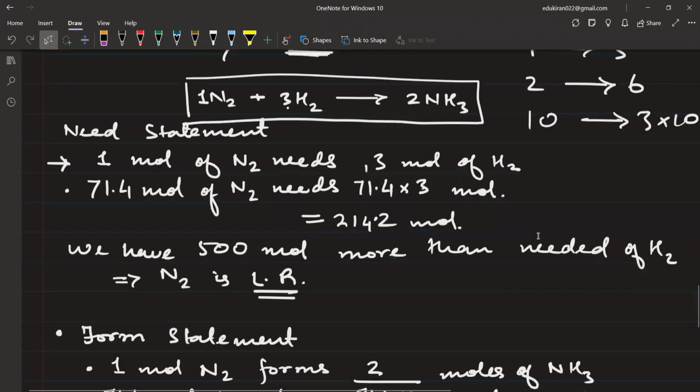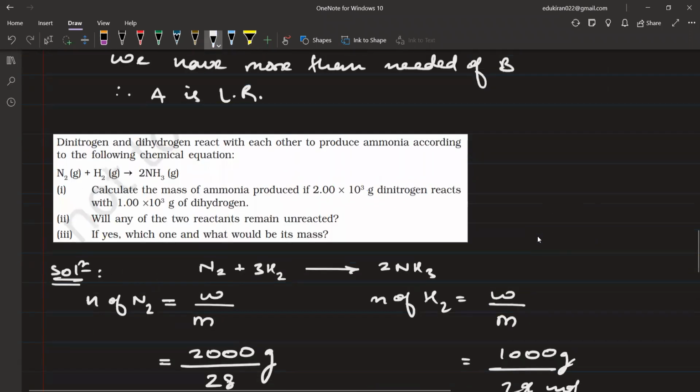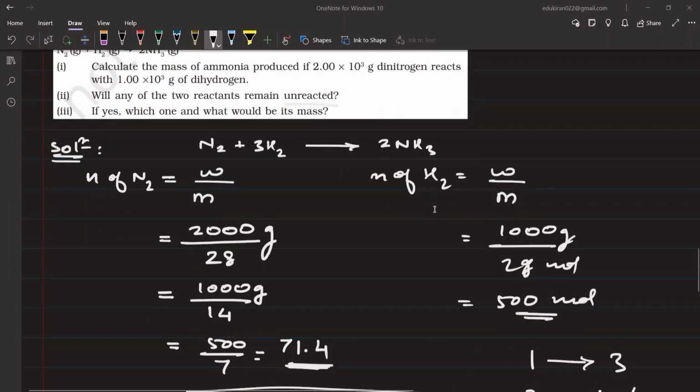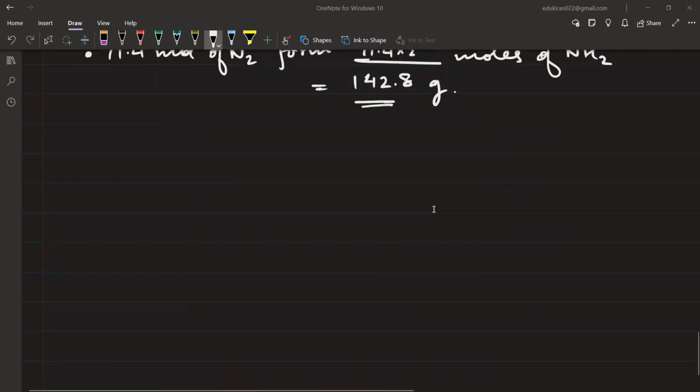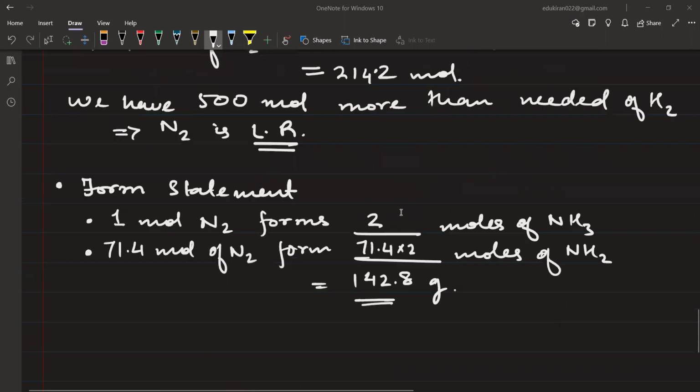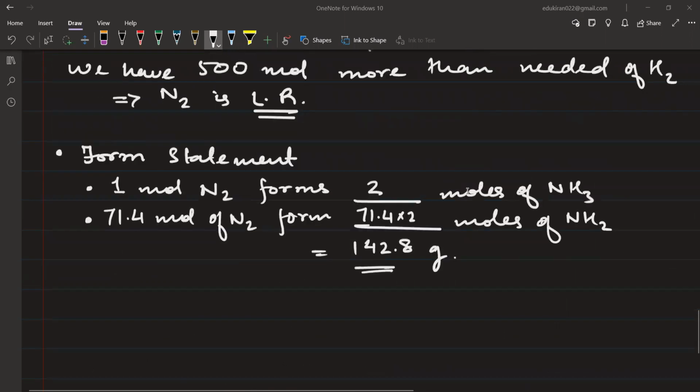अभी आप माइक ऑन ही रखिए, पूरा सवाल आप ही को करना है. Will any of the two reactants remain unreacted? Yes, N2 will be unreacted. I think how many of you have answered till now? Okay, Fatima, where did you go wrong, Fatima? Yes, sir. Where did you go wrong? Fahad, we are getting... Okay, this is not gram. Sorry, this is number of moles.